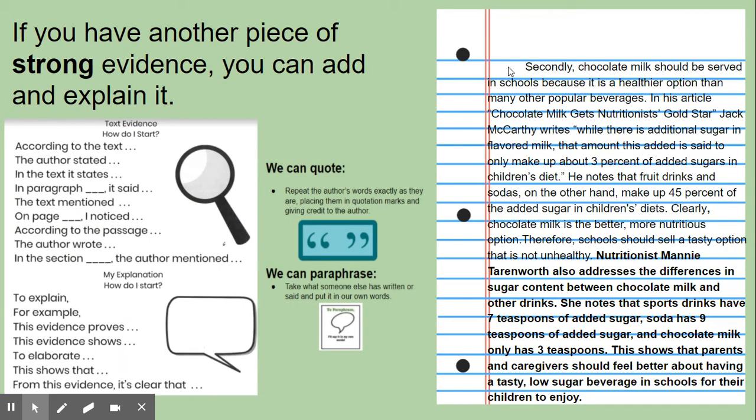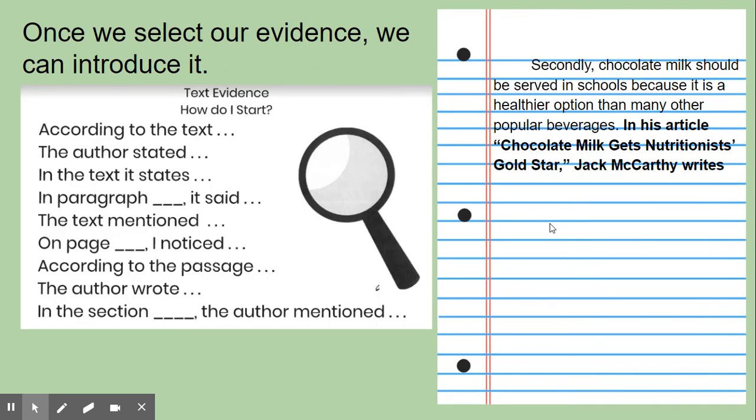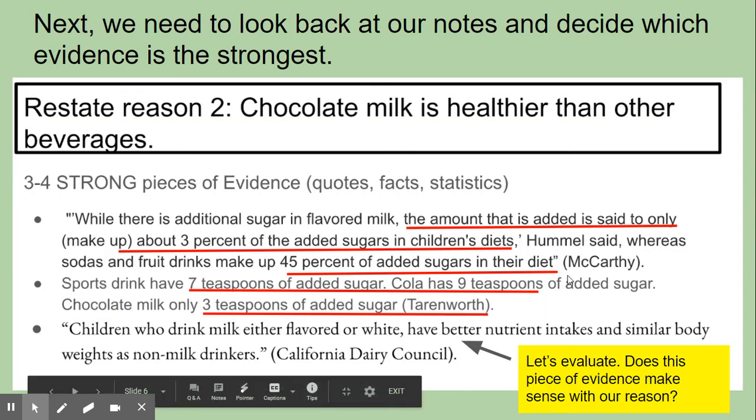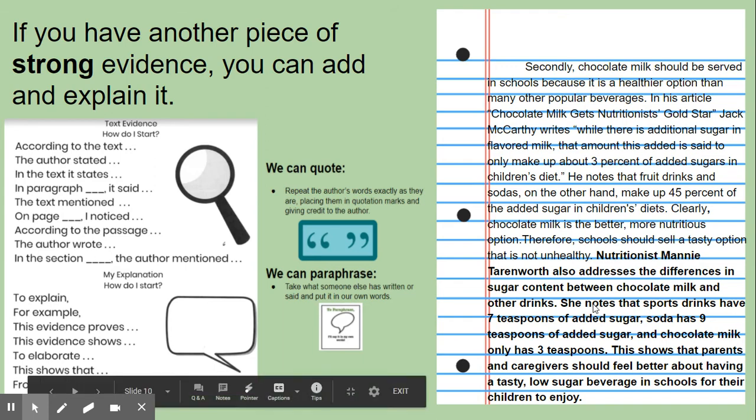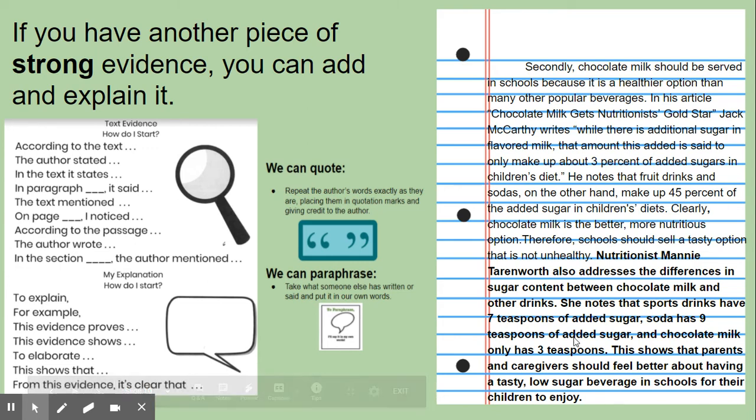All right, now if we have another strong piece of evidence, we can add it and explain it the same way we did. And I thought that we did previously in my boxes and bullets about the different amounts, the different teaspoons of sugar. All right, so nutritionist Mary Tarrensworth also addresses the difference in sugar content between chocolate milk and other drinks. So this is introducing my evidence. She notes that sports drinks have 7 teaspoons of added sugar, soda has 9 teaspoons of added sugar, and chocolate milk only has 3 teaspoons.